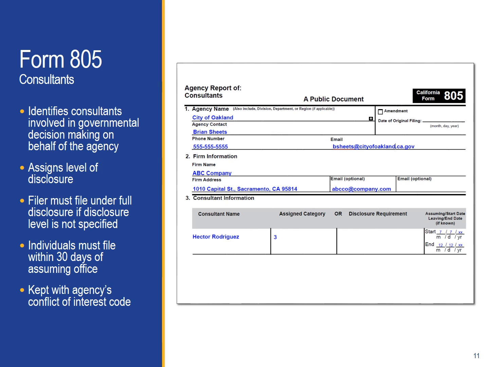FPPC Regulation 18700.3 defines consultant under the Act. Again, that is Regulation 18700.3. We recommend that agencies use the Form 805 to designate which consultants must file and to assign appropriate disclosure levels. The Form 805 should be maintained with your Conflict of Interest Code. It is not forwarded to the FPPC.